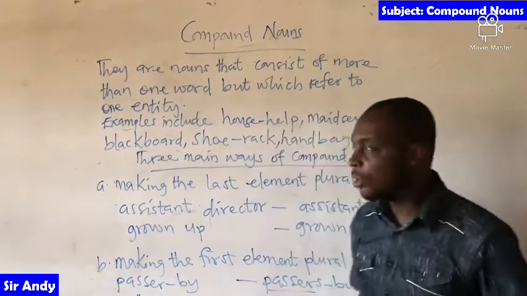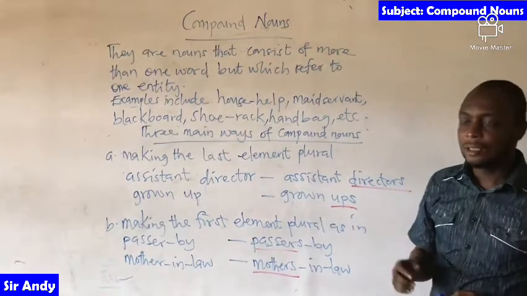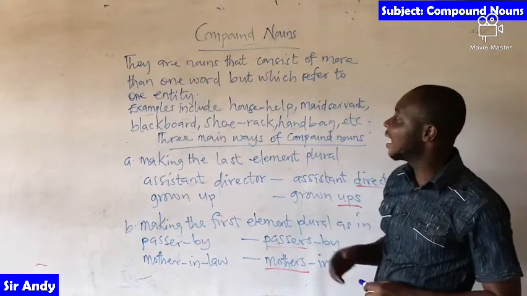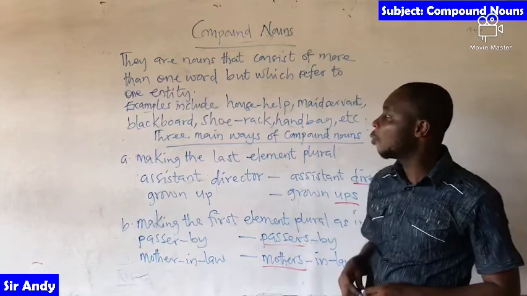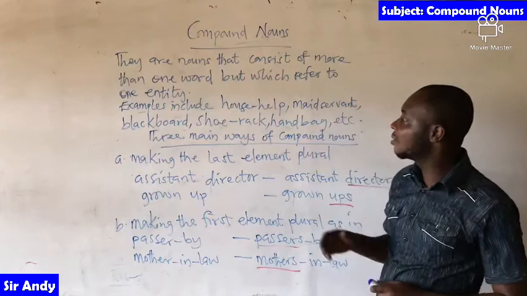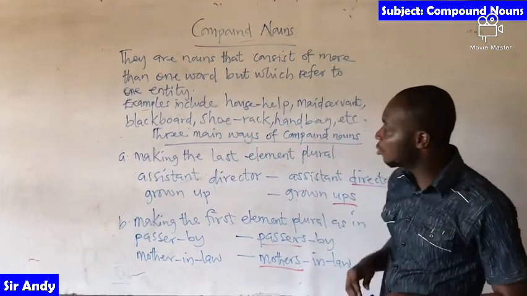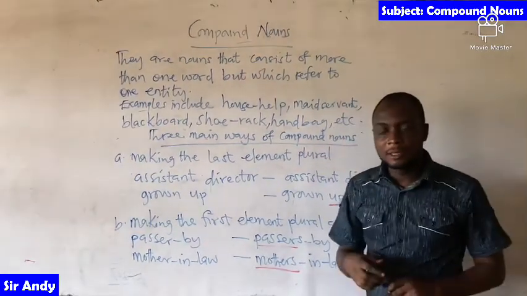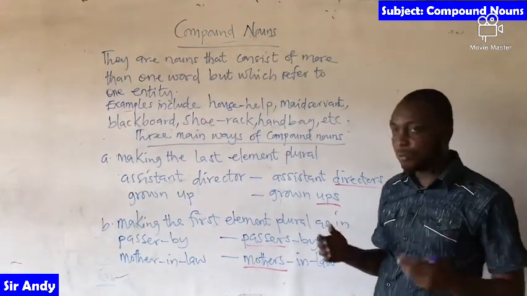And we are going straight to our lesson today, as we are studying something about compound nouns. What we say about compound nouns is that they are nouns that consist of more than one word, but which refer to one entity. They refer to more than one word, right?